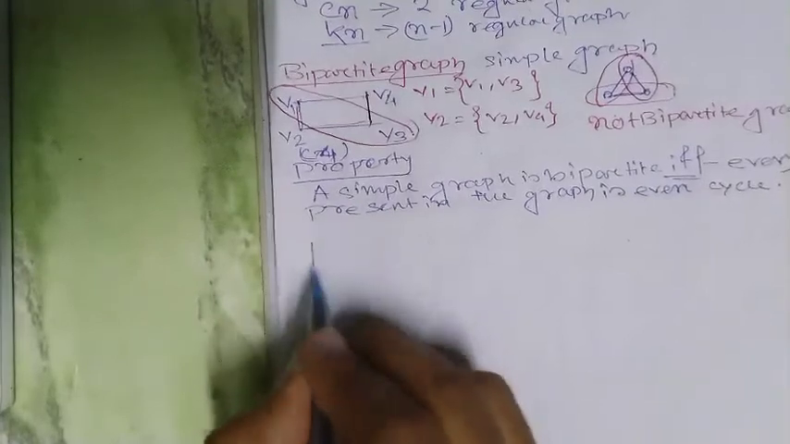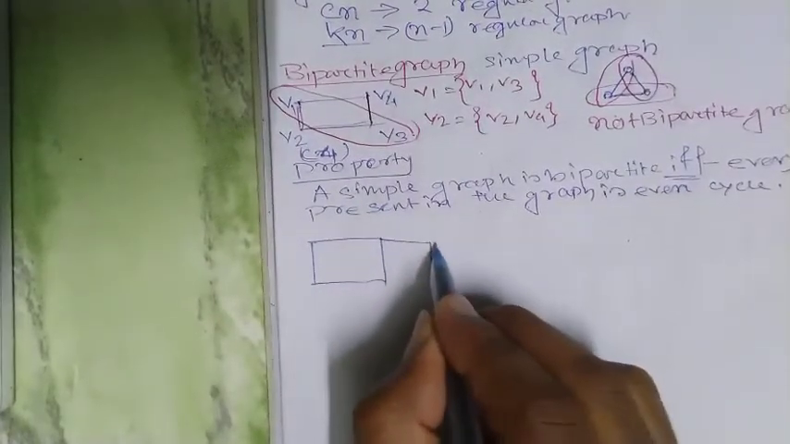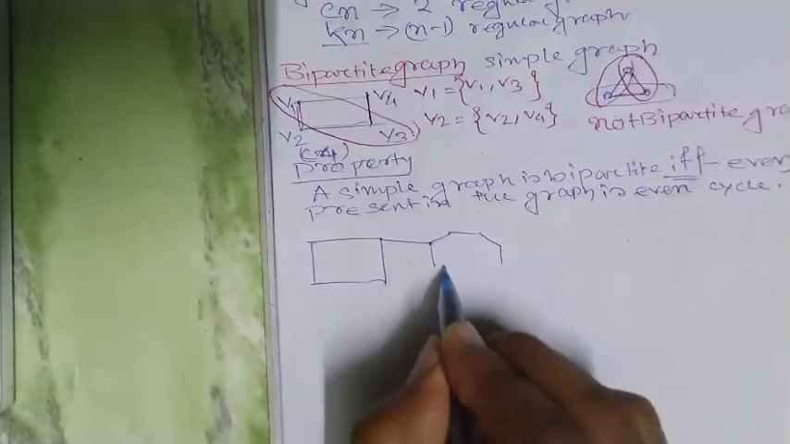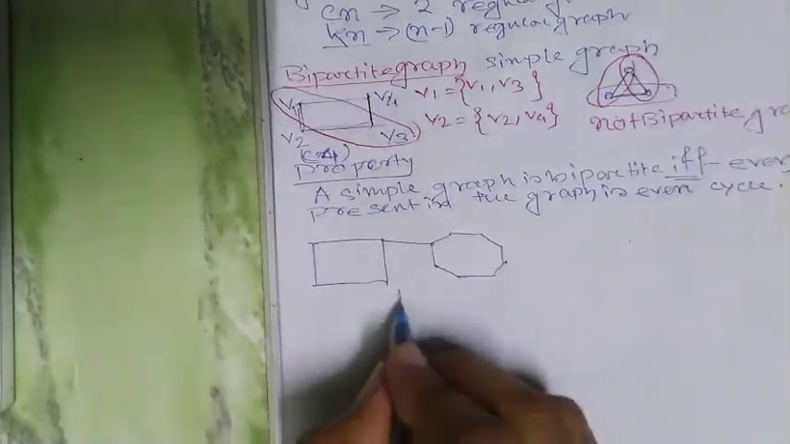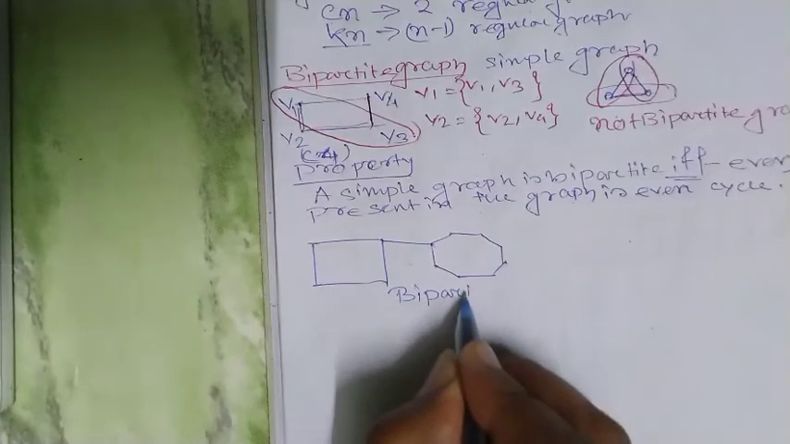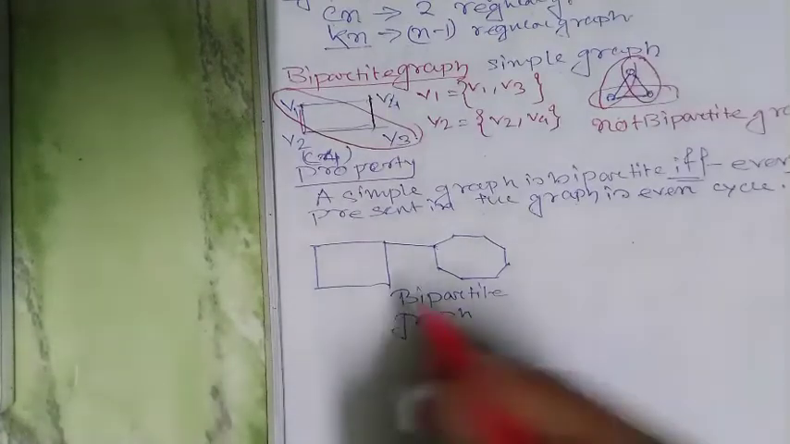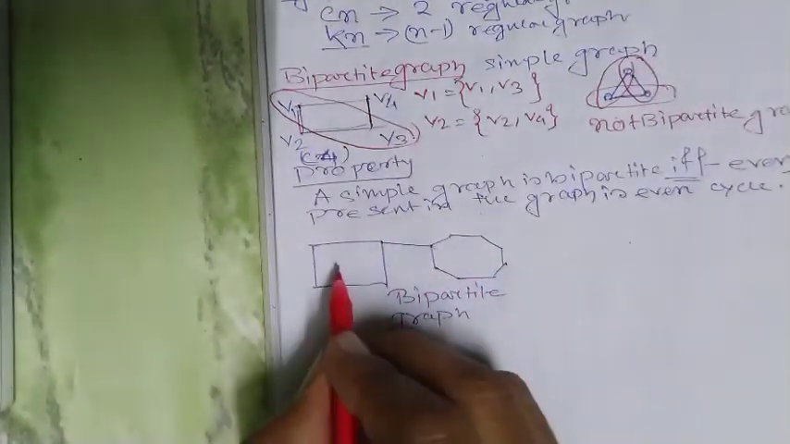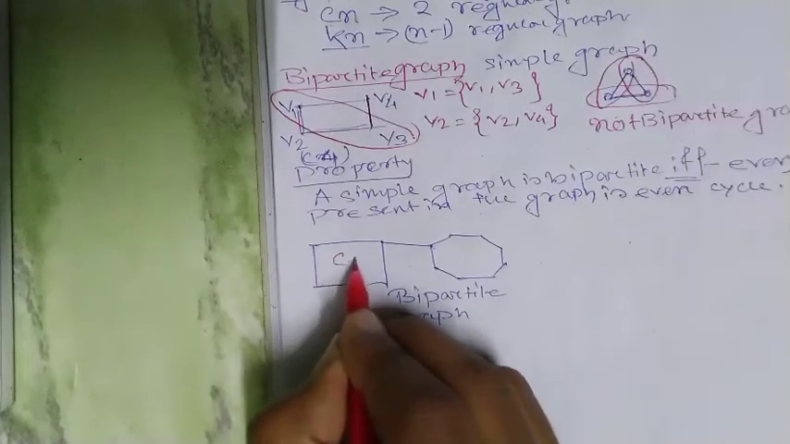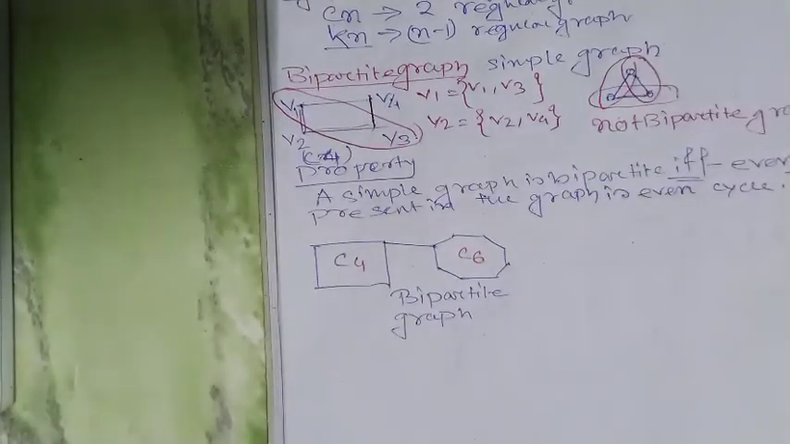Like we can write it like this. So this is one bipartite graph because in this graph there are two cycles present, 1 and 2, and this cycle is C4 and this cycle is C6. We can see 6 vertices. Okay, that's why this is bipartite.